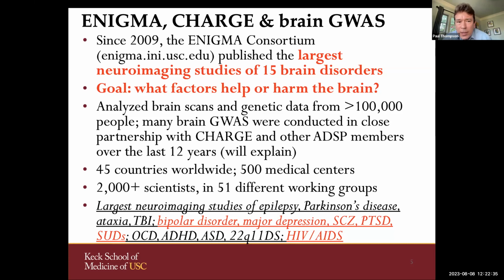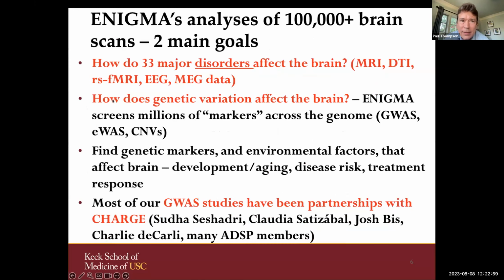But this has involved work with people from 45 countries and 500 medical centers contributing data, much like the AD GWAS, contributing image-derived data as well. And this has also led to the largest neuroimaging studies of epilepsy, Parkinson's, ataxia, brain injury, and all these psychiatric and neurodevelopmental conditions that you see there. So certainly the imaging workflows are very well validated.